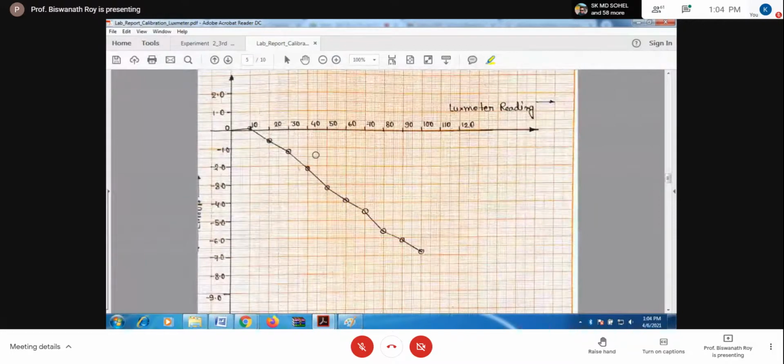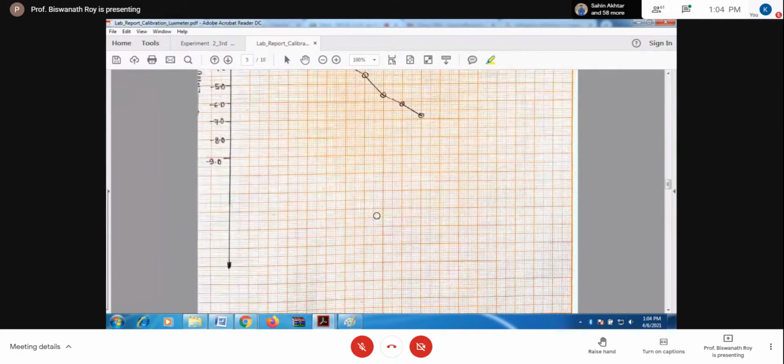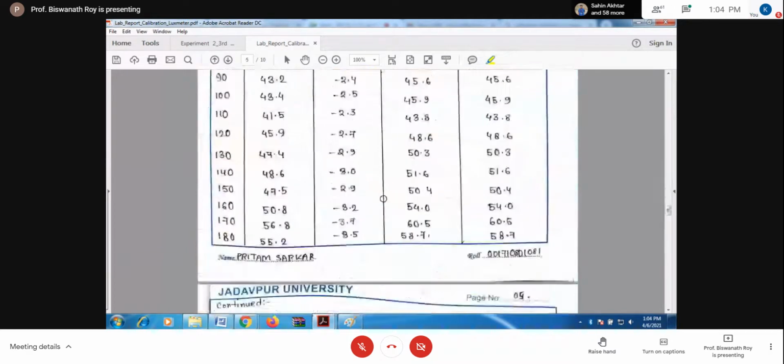So for 40, the error is this point. For 42.9, which is about 43, you draw a perpendicular over this graph to get the value. Or you can calculate it mathematically here.